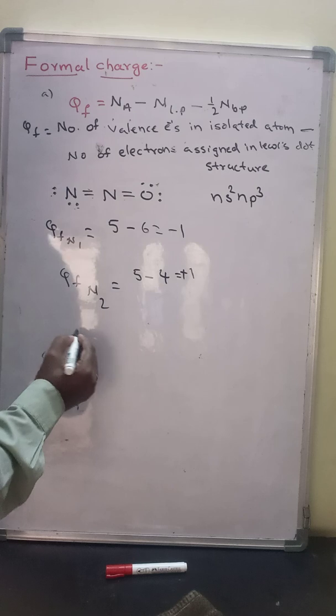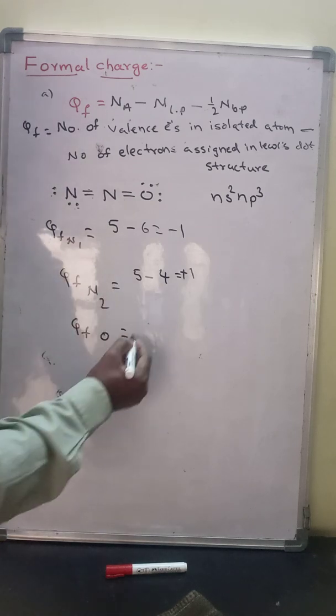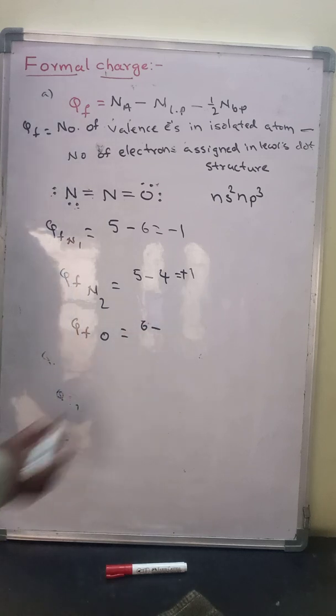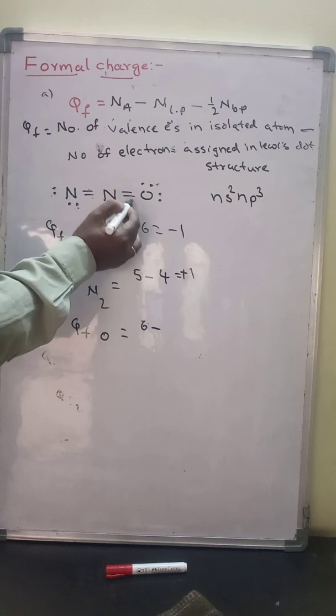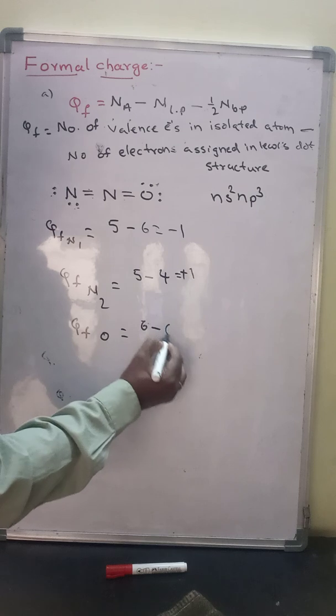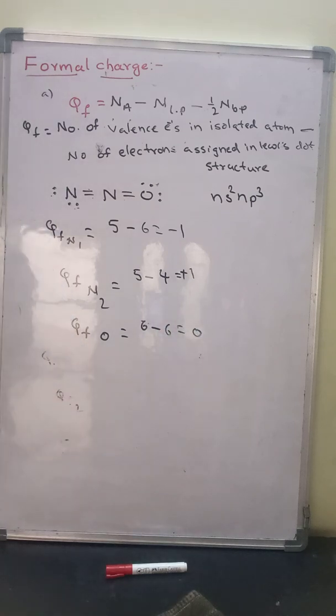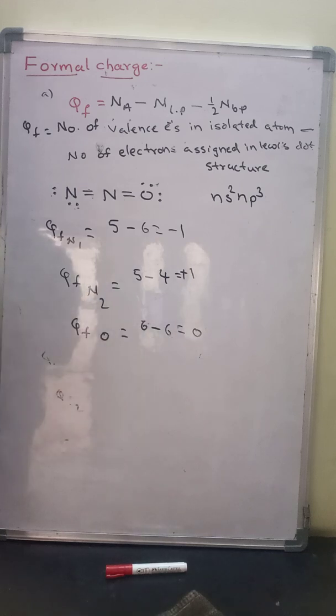And now calculate the formal charge of oxygen. Oxygen has 6 valence electrons, and here 2 plus 2 is 4. In these two bonds, 2 electrons belong to oxygen. So 2 plus 2 plus 2 is 6, and 6 minus 6 means 0. So the number of valence electrons is 6 and the assigned electrons are also 6. Therefore the formal charge of that oxygen is 0.